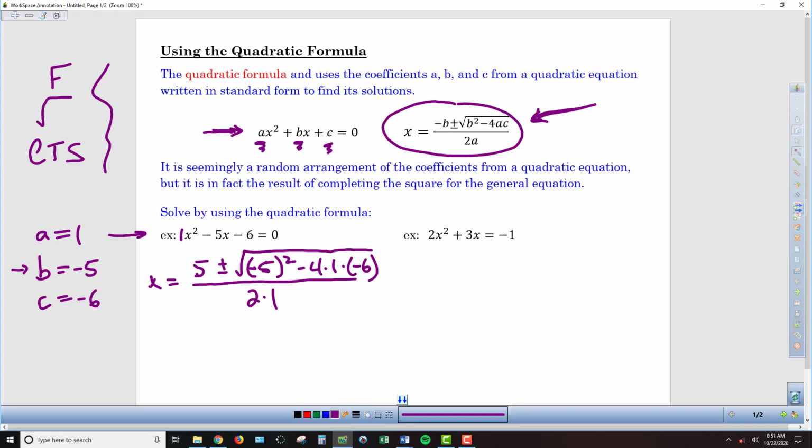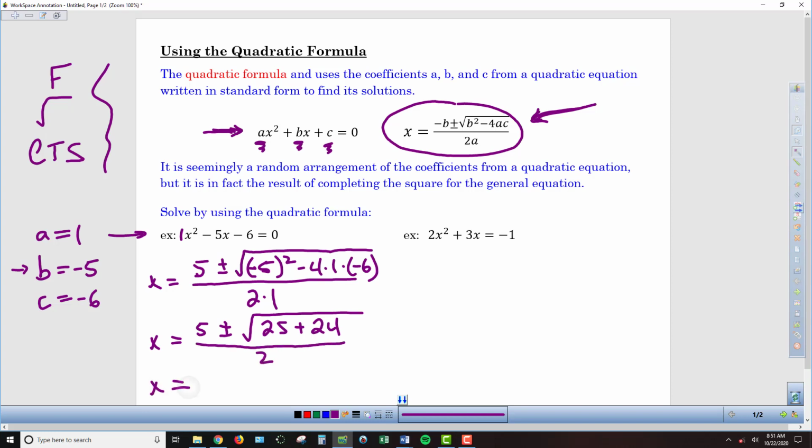So now I just have to work on some simplifying here. So we've got x equals, so I still have this 5 plus or minus the square root of, now negative 5 squared is going to give me positive 25. Negative 5 times negative 5 is 25. And then on the back end here, I've got negative 4 times 1 times negative 6. So I'm going to get a positive, since I have a negative times a negative. And then 4 times 1 times 6 gives me 24. And then that's all over 2.